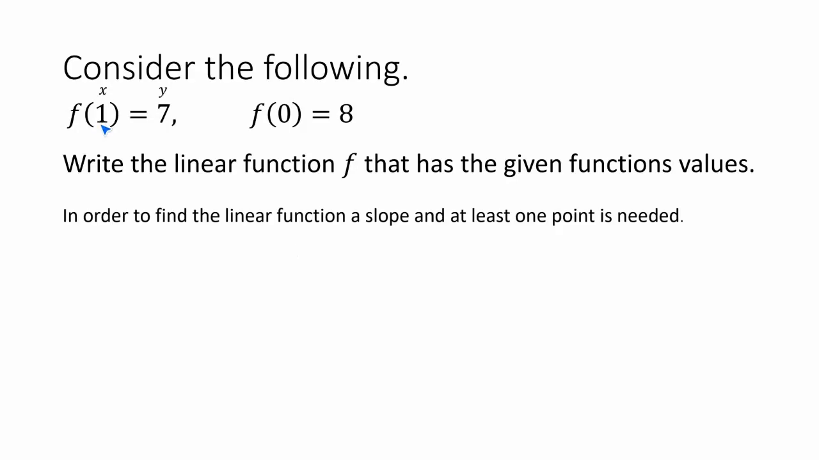closer, I know that the 1 here is representing the x coordinate, and I know that 7 is representing your y coordinate. And that is because when you input x as 1, you get an output of y of 7. So here's 1 point, 1, 7, and then 0, 8 is another point.